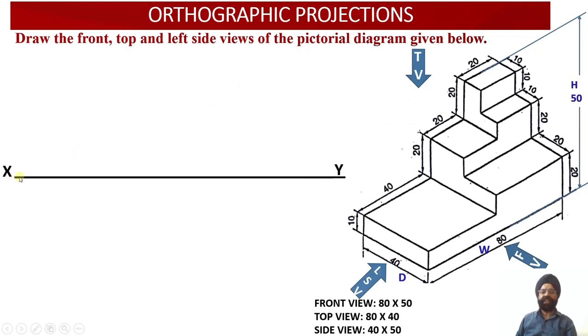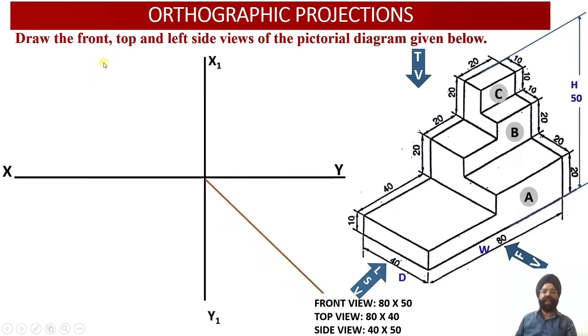So the starting point is you draw the XY reference line and the X1, Y1 reference line. Since we are required to draw the left side view of this solid, it will be drawn onto the right hand side, right? So here the front view will be drawn at this position, that is above the XY line. Top view will be drawn over here below the XY line, and the side view will be drawn at this particular position. And this is our transfer line, which is going to be used for transfer of the distances from the top view onto the side view, right?